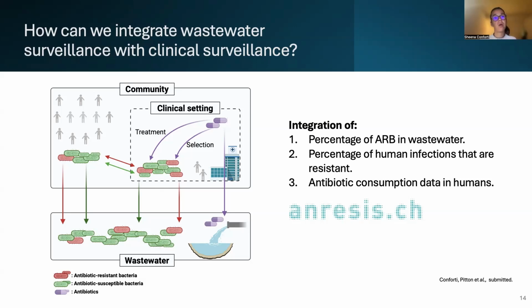And so once one person gets into the clinic with a bacterial infection, they are treated with antibiotics. These antibiotics can treat the infection, but at the same time, they could also cause selective pressure on other bacteria species and increase resistance, theoretically, right? And so to integrate our wastewater data, we also retrieved data from ANRESIS, as I said, about the percentage of human infections that are resistant and also about antibiotic consumption data in humans over the same time period.